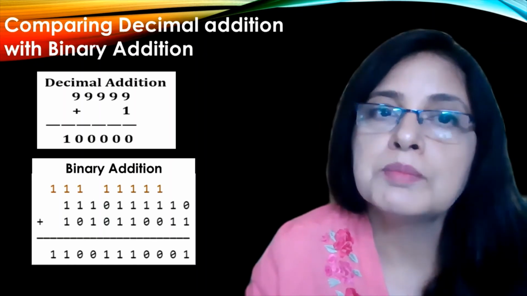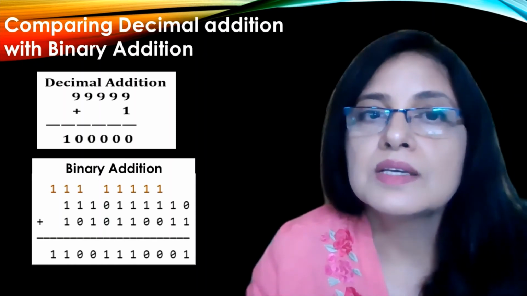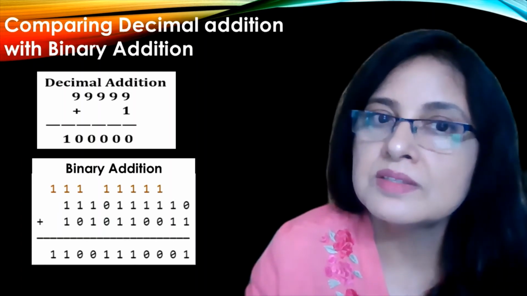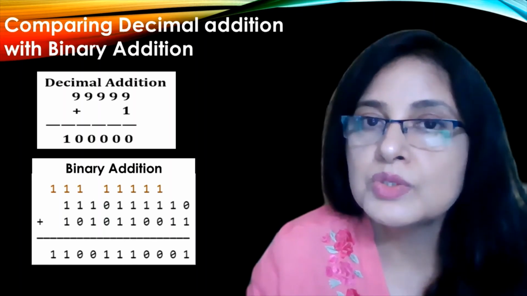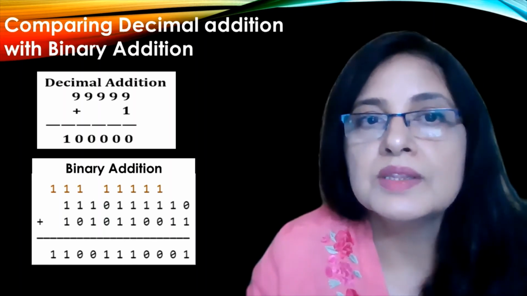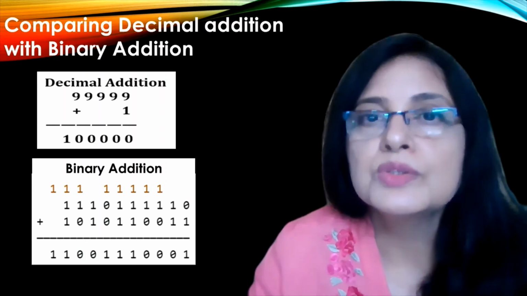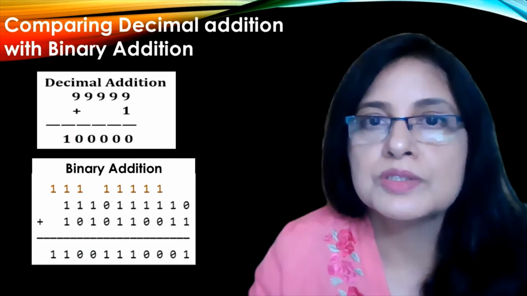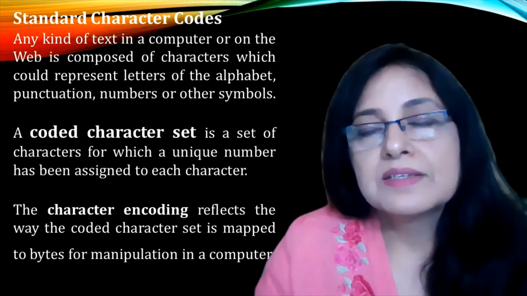The carried over number is a little colored so you can see it. Now we get another 1 and 1, which is again 0, and we carry over 1 because, as I told you, 2 in binary is 1 and 0. So we keep doing that exactly the way we do in decimal systems and follow the rules that we've just mentioned before. We come to standard character codes.